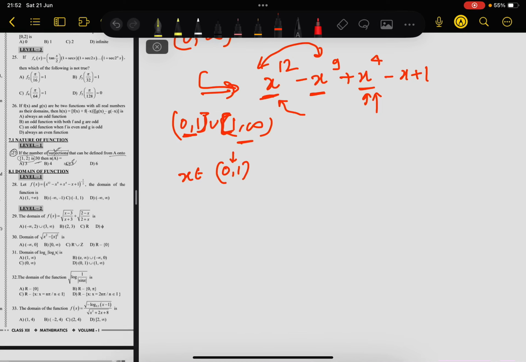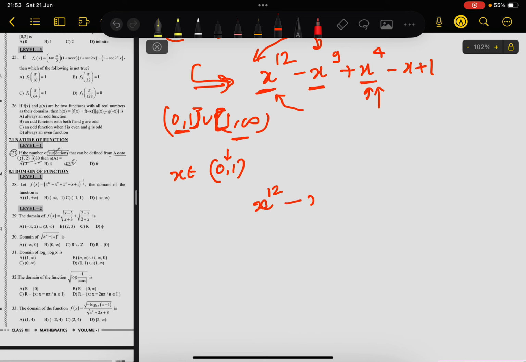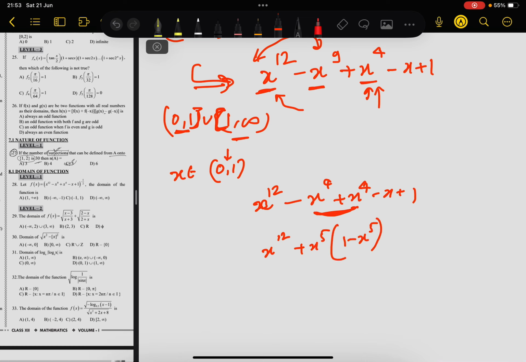So for x belonging to (0, 1), we will modify the expression and check whether the value of the expression is positive or not. So here we have x^12 minus x^9 plus x^4 minus x plus 1. If we take x^5 common from the first two terms, we can write this expression as 1 minus x^5.